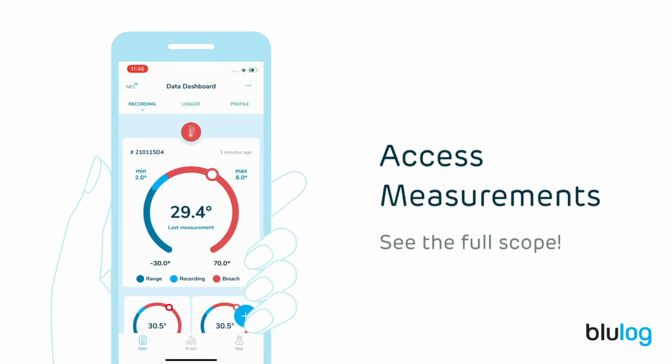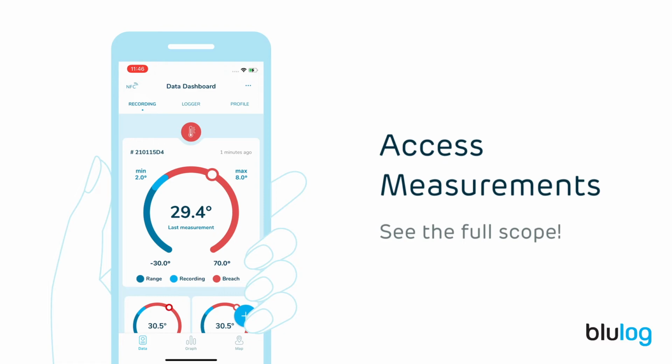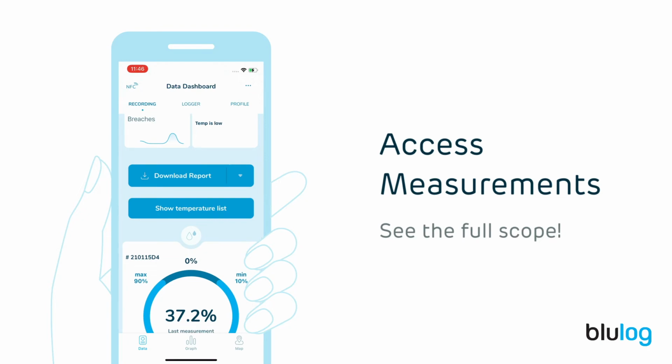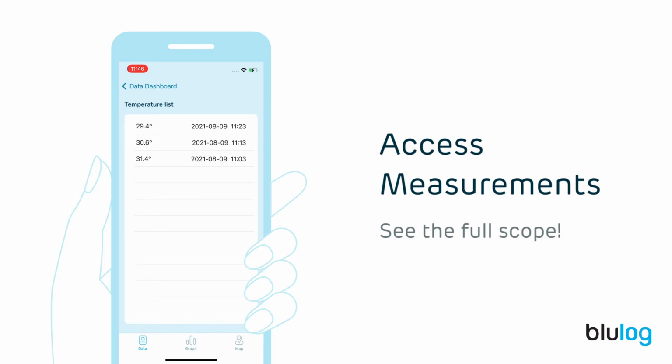In order to access a measurements list for temperature or humidity, first, make sure you are inside a data dashboard page and you have selected a recording tab. Now scroll down and you should be able to see a Show Temperature or Humidity List buttons. Tap on any one of them and you should be redirected to the measurements page.